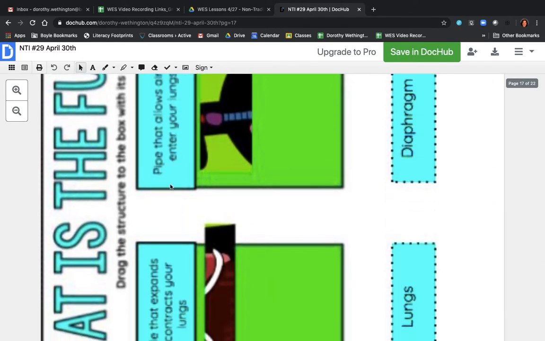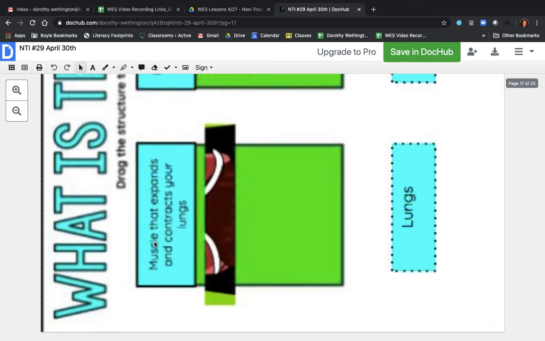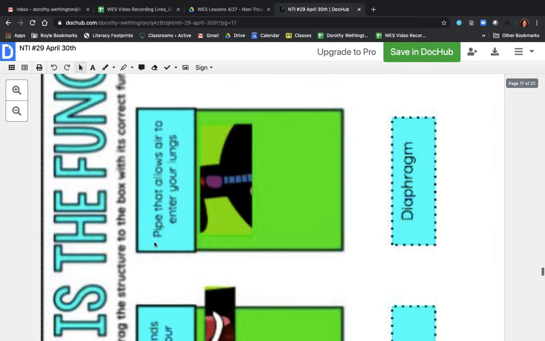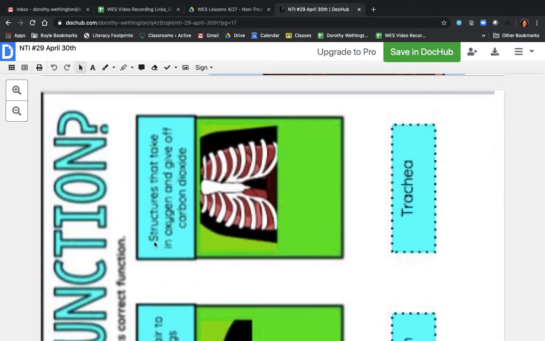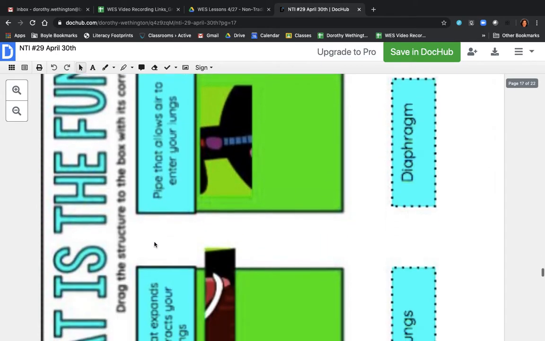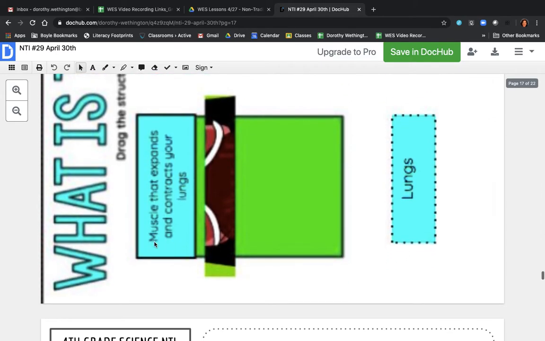What is the function? We have muscle that expands and contracts your lungs. We have a pipe that allows air to enter your lungs. And we have structures that take in oxygen and give off carbon dioxide. And your choices are trachea, diaphragm, and lungs.